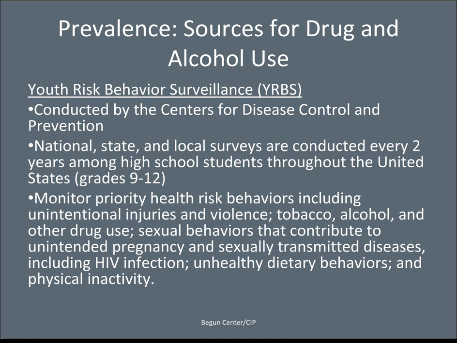Just to wrap this one up, monitor priority health risk behaviors. This is coming from the CDC, so this is health risk behavior. This is what risks death, including unintentional injuries and violence, tobacco, alcohol, and other drug use. Sexual behaviors that contribute to unintended pregnancy and STDs, including HIV. Unhealthy dietary behaviors and physical inactivity.